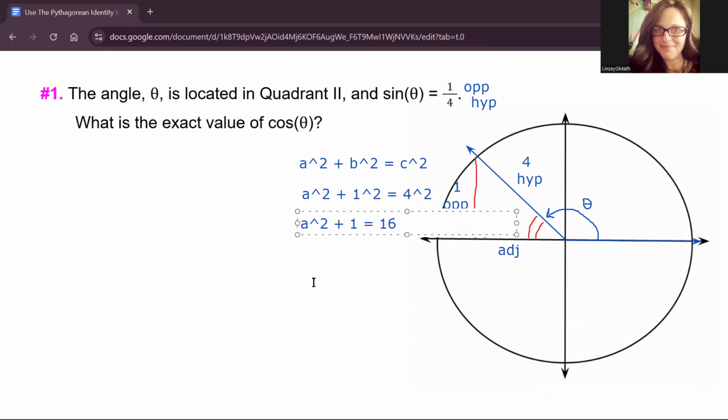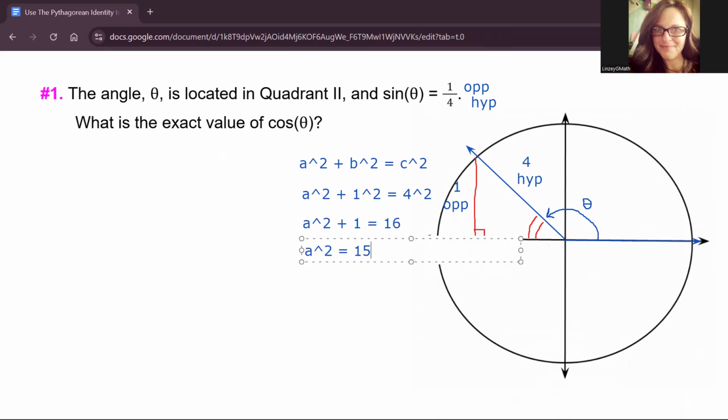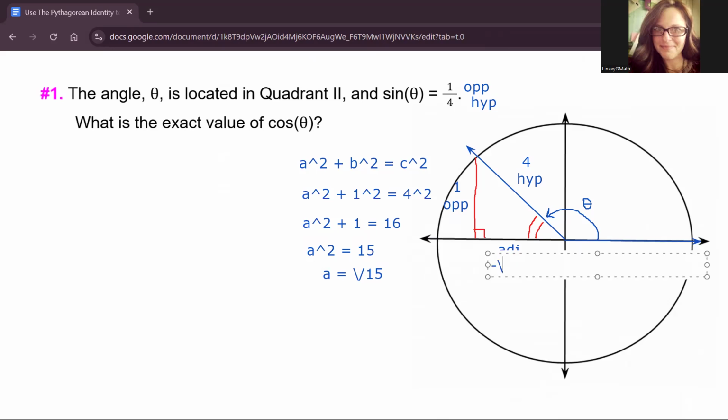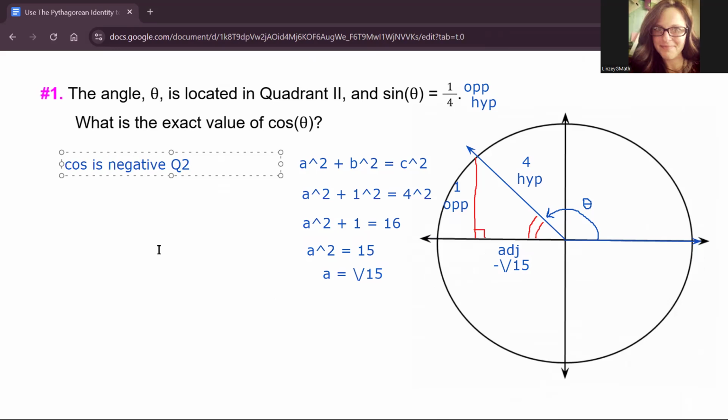4 squared is 16. We'll subtract 1 and then take the square root. We get the square root of 15. Now, since we went to the left, this is going to be negative square root of 15, and cosine is negative in quadrant number 2.